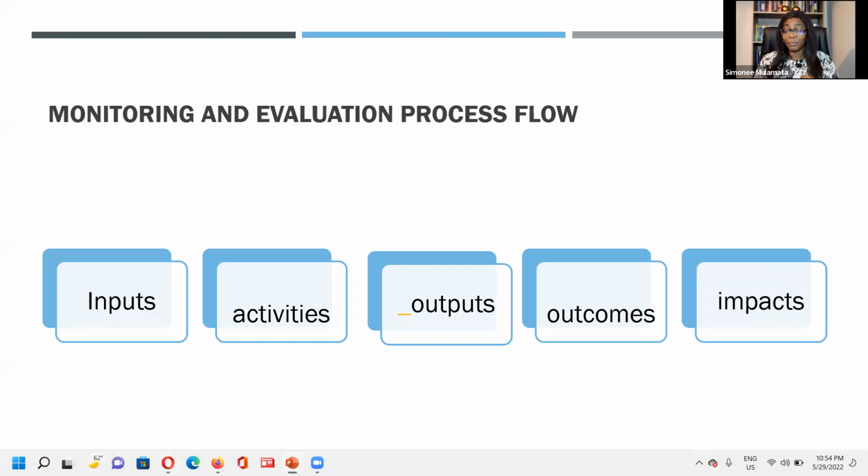If there's no inputs, then we cannot speak of activity. If there's no activity, we can't look at outputs. If there's no outputs, we cannot determine outcomes. And if there's no outcomes, we can't just jump onto impact.